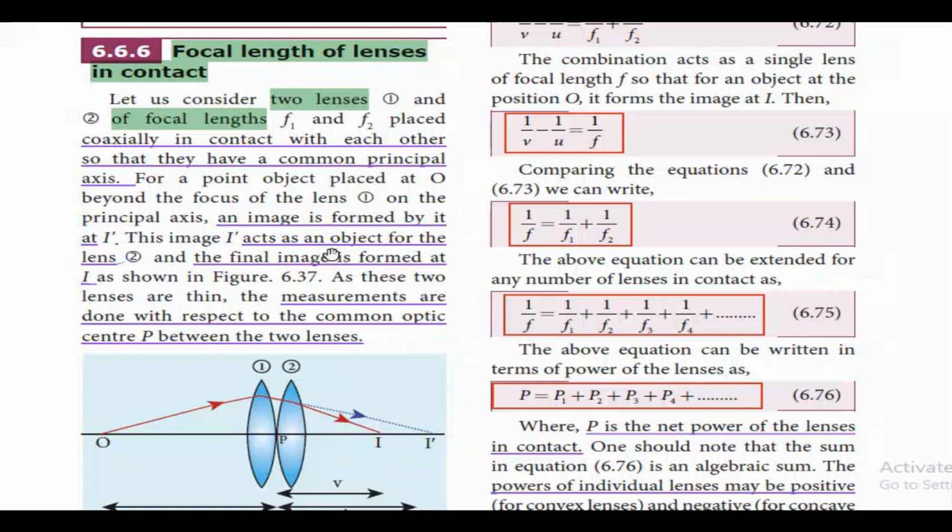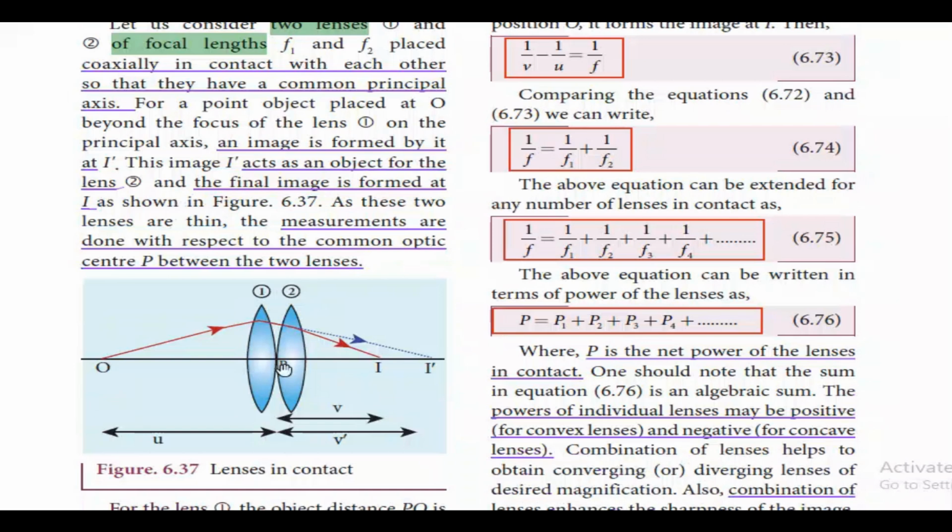And this image I dash will act as an object for the second lens, and the final image is formed at I, as shown in this diagram 6.37. As these two lenses are thin, the measurements are done with respect to the common optic center P between the two lenses. So this is the first lens and this is the second lens, and this will be acting as the common optic center. The object is kept at this point O.